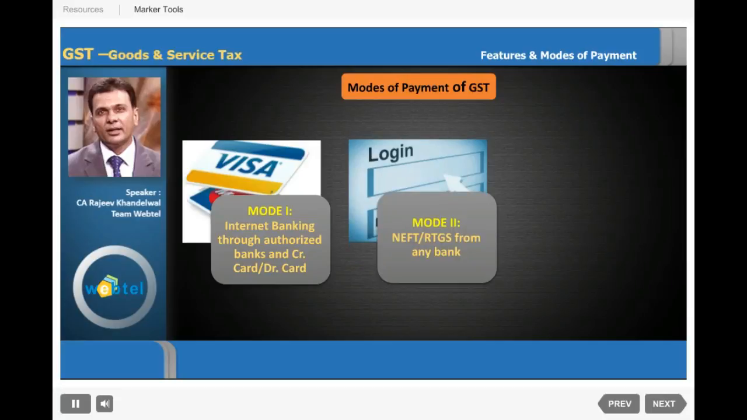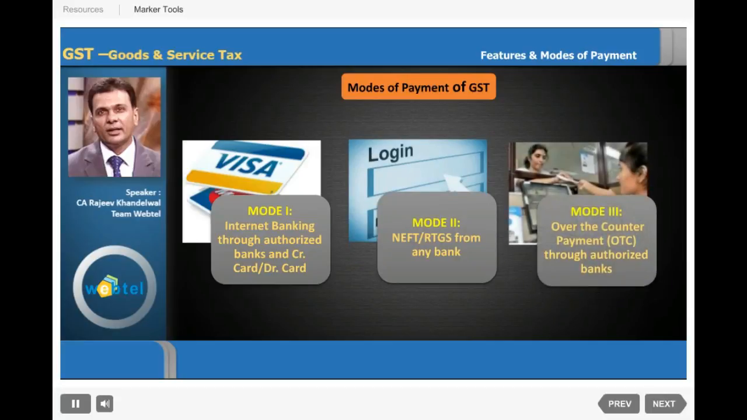Besides them, there's a physical mode also, that you can make payment by challan across the counter of the bank. But this is limited to only payments up to rupees 10,000. This is basically for small taxpayers who are unable to use internet banking, or they may not be very computer savvy, so that they should not face any problems. That is why this option has been given. But majorly people will be using internet banking, debit card, credit card, or NEFT and RTGS. So these are the modes of payment.